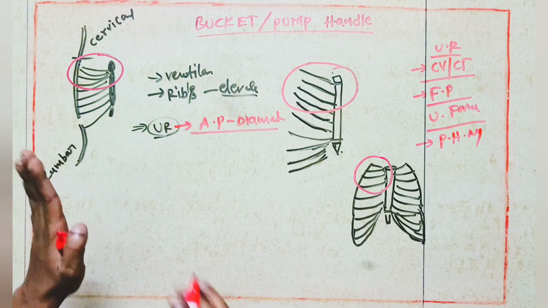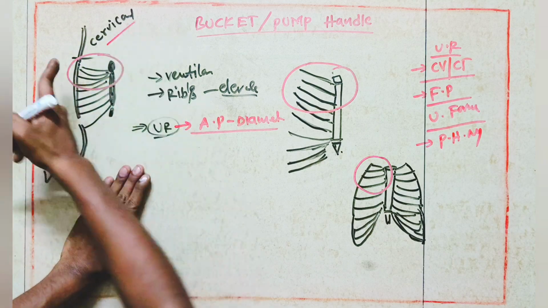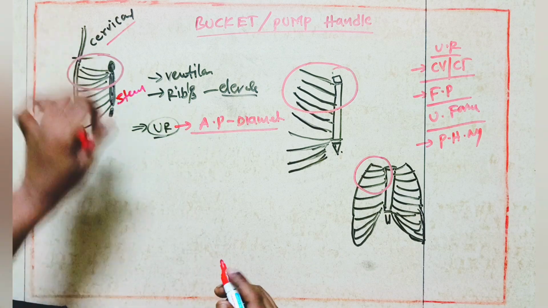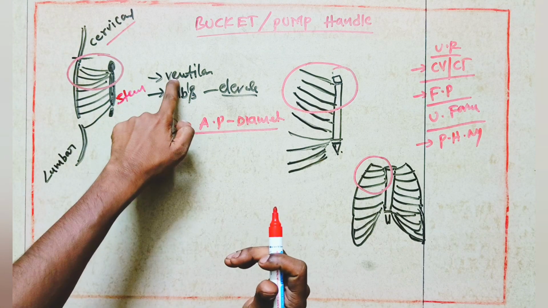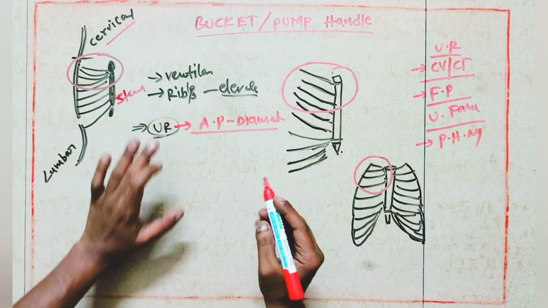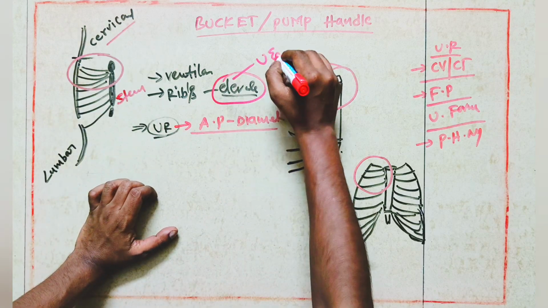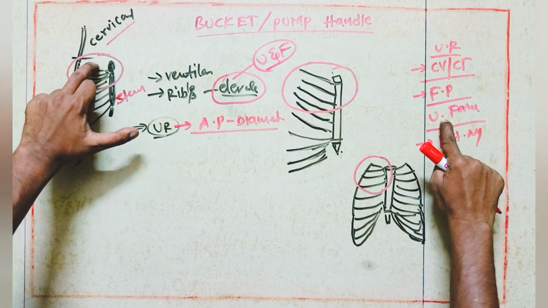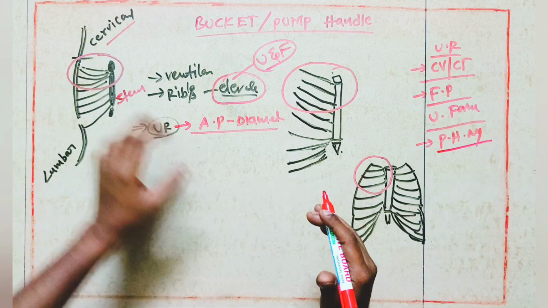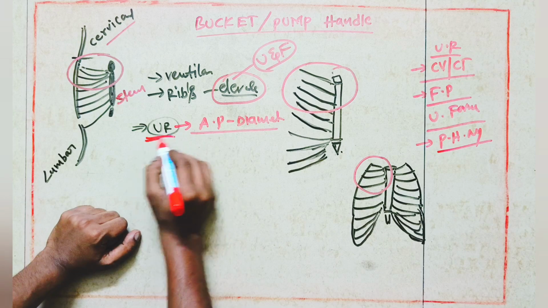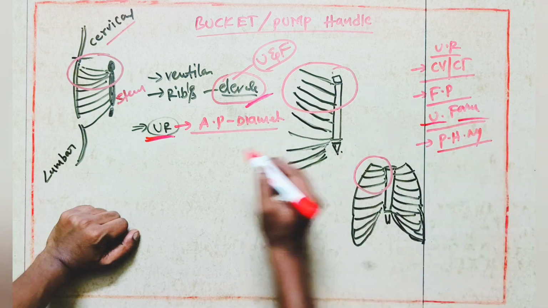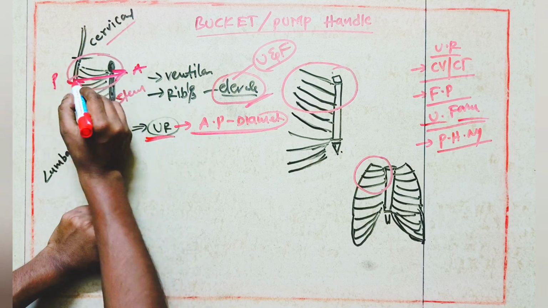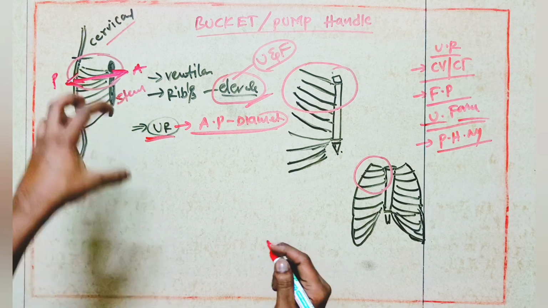Understand with this diagram, we are seeing a patient in lateral view. This is the cervical spine, this is the thoracic spine, this is the lumbar spine, and this is the sternum. The upper ribs present here, when we are doing ventilation, will elevate. After this elevation, upward and forward movement will happen, so that the upper ribs are involved in the pump handle movement. This is anterior, this is posterior. They are going to increase the anterior posterior diameter of the rib cage.